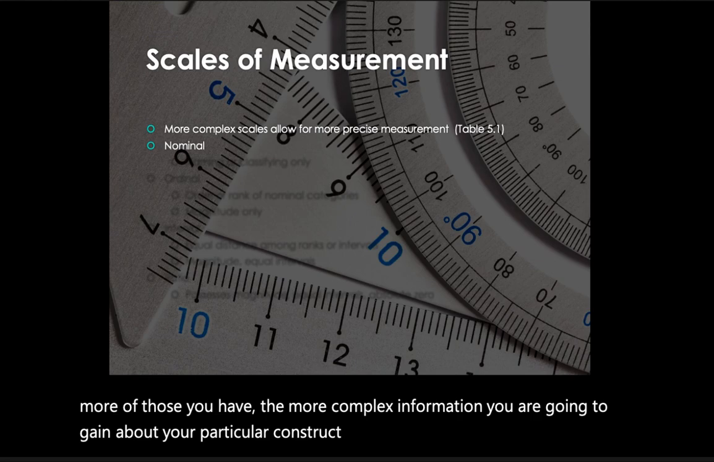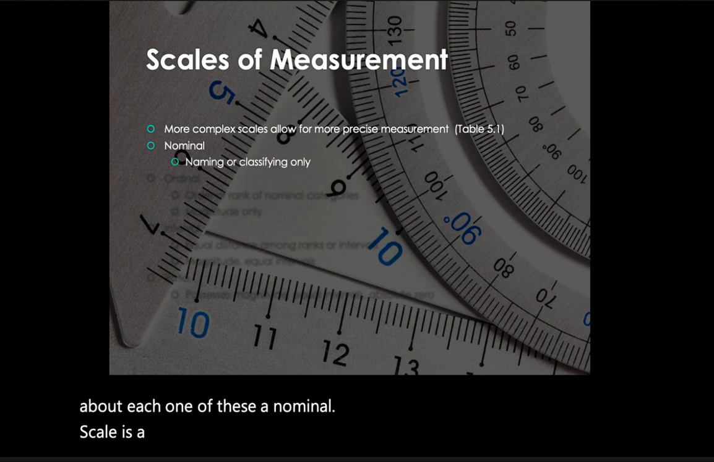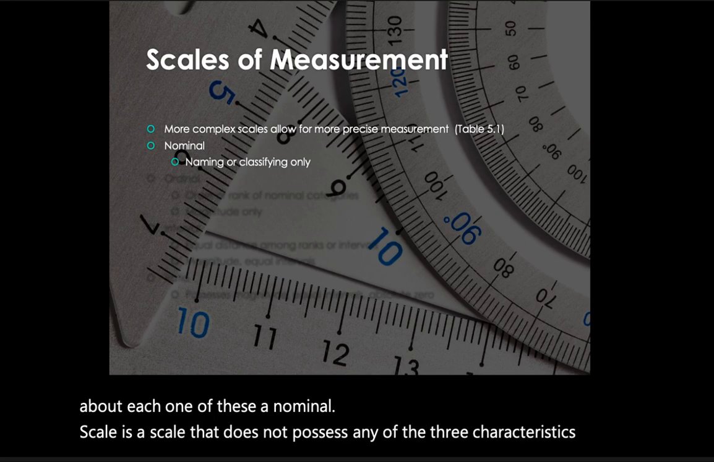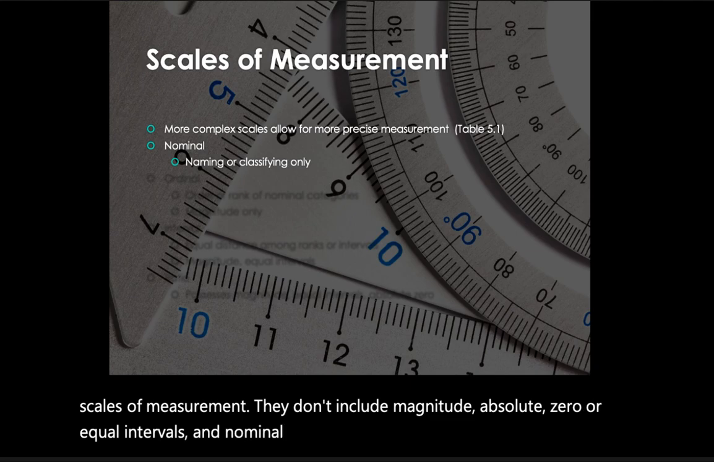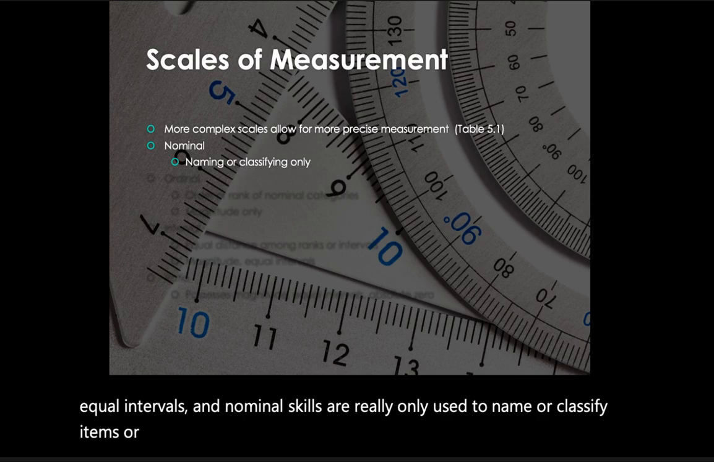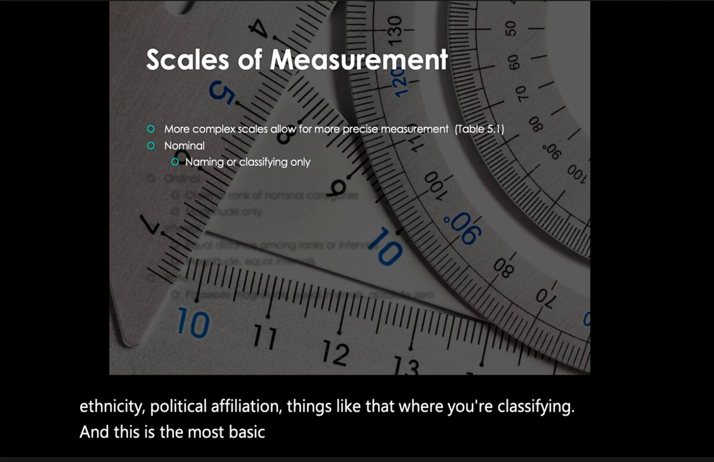Let's go into a little bit more detail about each one of these. A nominal scale is a scale that does not possess any of the three characteristics of scales of measurement. They don't include magnitude, absolute zero, or equal intervals. Nominal scales are really only used to name or classify items or levels of a particular construct. Examples might be race, ethnicity, political affiliation, things like that, where you're classifying. And this is the most basic of the measurement scales.